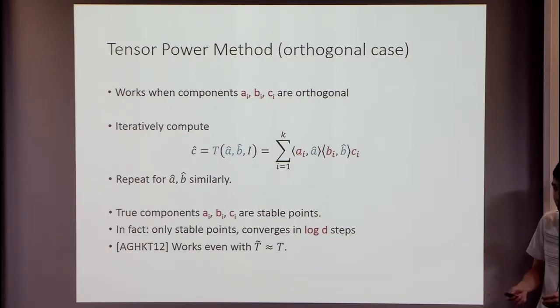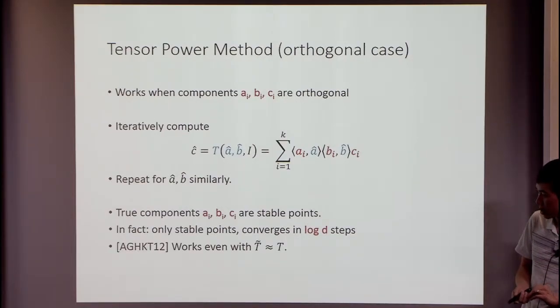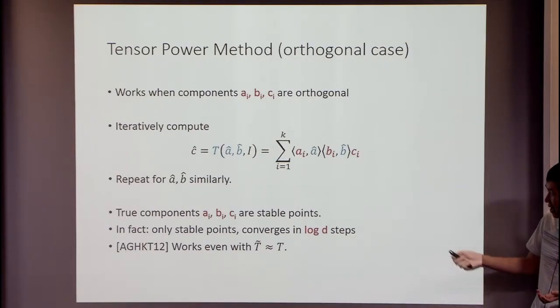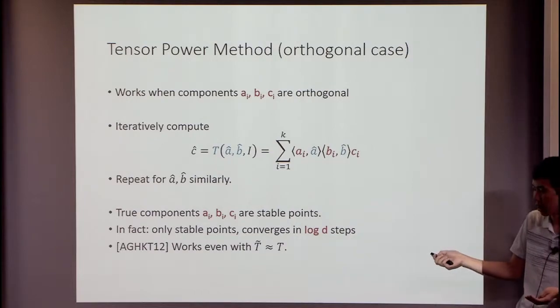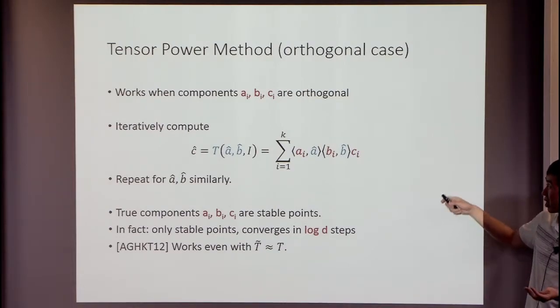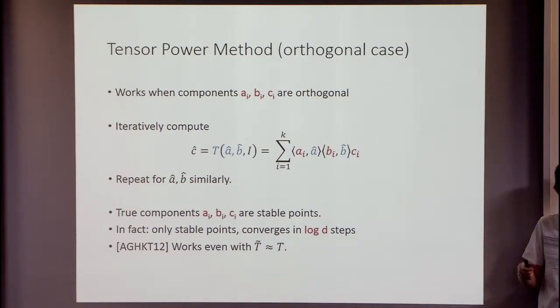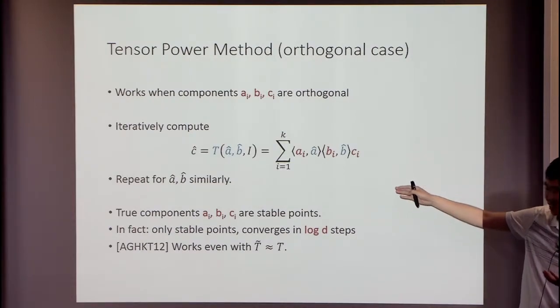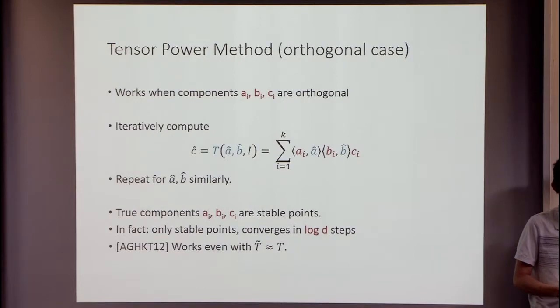So in the work with Anima and Daniel, Sham, and Matus, we show that this kind of algorithm works even under noise. So even if we are not given the exact tensor, we get something that's close. This algorithm can still work. But all these analyses are really in the orthogonal case. And in general, for an undercomplete case, we can do some linear transformation to reduce them to the orthogonal case. But in the overcomplete case, this is not really possible because, as you pointed out, in d dimensions, we cannot have more than d orthogonal vectors.